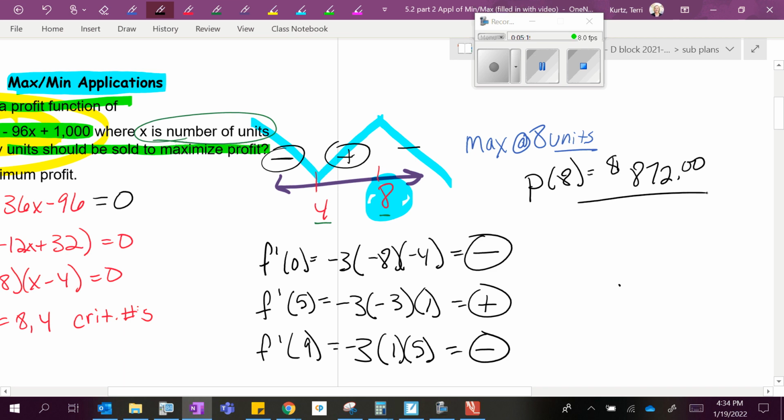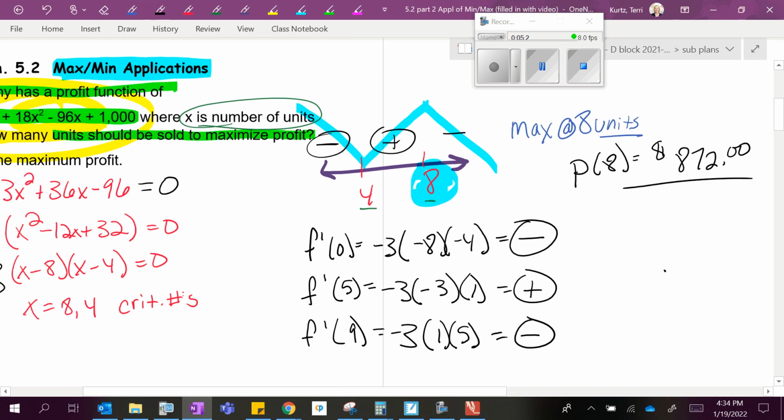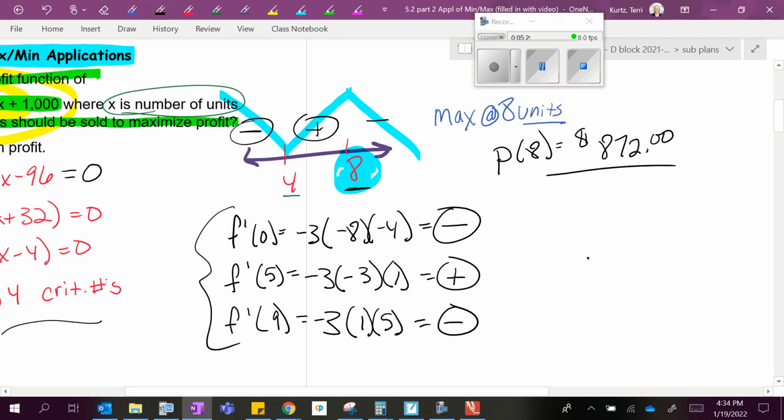But again, we found our critical numbers by taking the derivative, setting it equal to 0, testing out our intervals to find which one gives us a max. And we found that 8 units, plug it into our original function to give us our profit. So that's one application of max and mins.